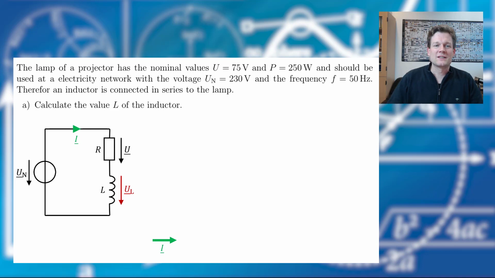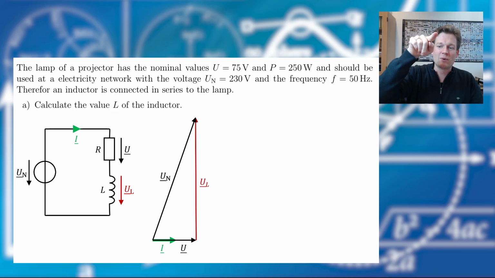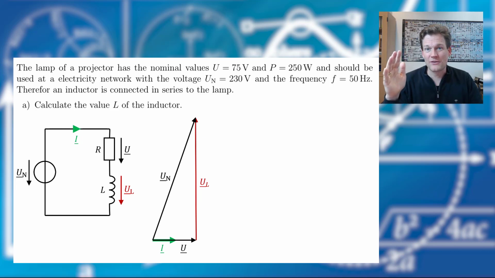So the current is the same in both elements. And at our lamp, it's in phase. But at the inductor, the voltage leads by 90 degrees and therefore the total voltage looks like this. Kirchhoff's voltage law is that U plus the complex UL minus the complex UN equals 0, not just the absolute values of them.